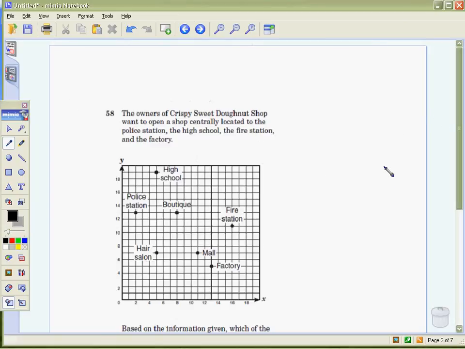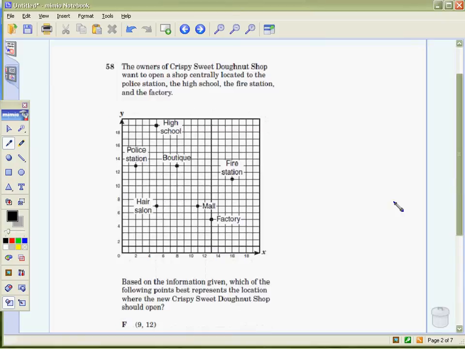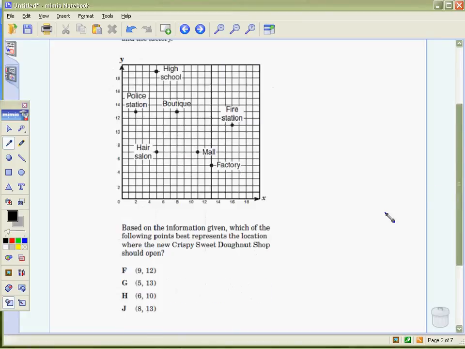Number 58. The owners of Crispy Sweet Donut Shop want to open a shop centrally located to the police station, the high school, the fire station, and the factory. Based on the information given, which of the following points best represents the location where the new Crispy Sweet Donut Shop should be open? Let's approach this by looking at the answer choices that they give us.